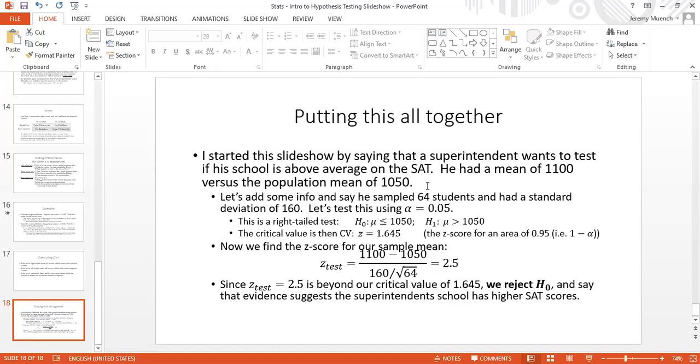But going back to this, let's add some info and say he sampled 64 students and had a standard deviation of 160, and decided he wanted to test this using an alpha of 0.05. So it's a right-tailed test. When we're looking for a right-tailed test with alpha equals 0.05, what we're really looking for is 0.95 in the z-table, and we're going to see what z-score corresponds to that.